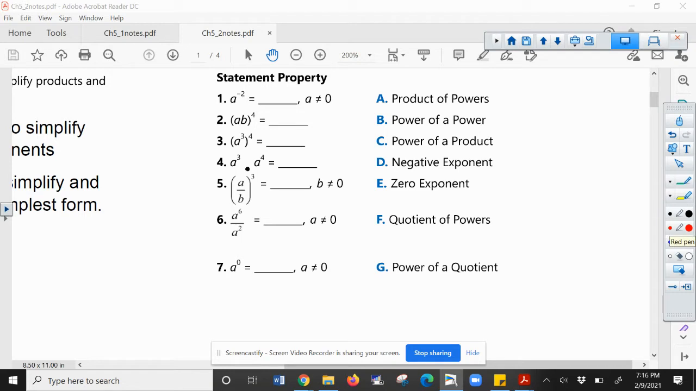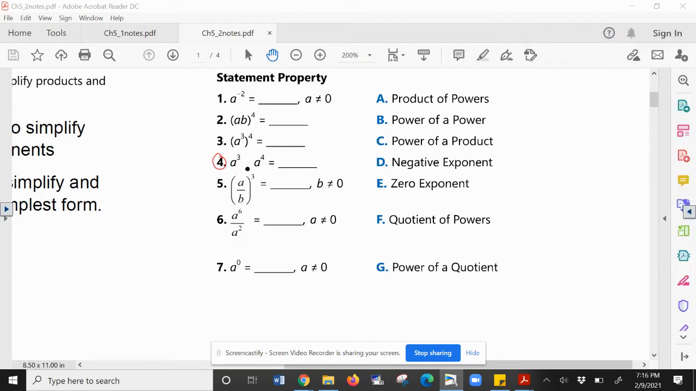All right, so the first thing I'm going to do is go through what these are about. I'm going to start with the easiest one possible, number 4. Number 4 is 8 to the third times 8 to the fourth. 8 to the third times 8 to the fourth is 8 to the seventh, because if you have 3 a's and you multiply by 4 a's, then you've got 7 a's. And let's see which one that is. That would be product of powers. So I would call that A.